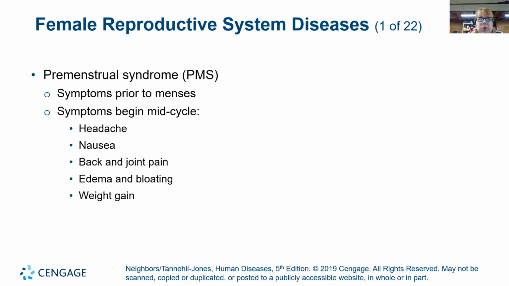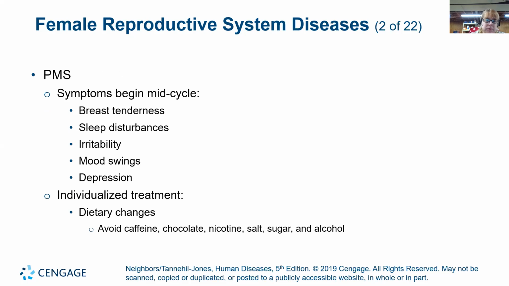All right, we're going to flip to female reproductive system diseases. We're going to start with PMS. These are symptoms prior to the start of your period. They usually begin anywhere starting mid-cycle, which for most people is the end of week 2 after you've had your last period. These are symptoms that women have commented on, expressed, and we are actually finding that there are hormonal reasons for most of these symptoms now.